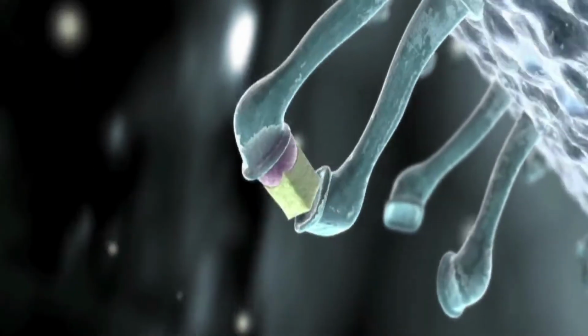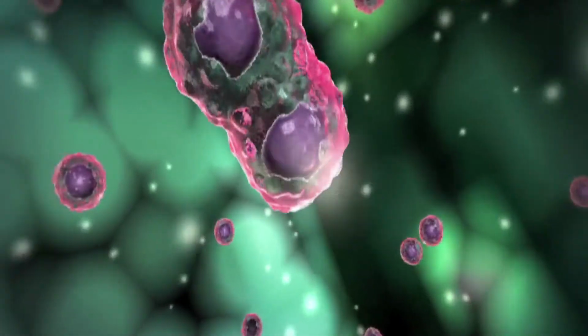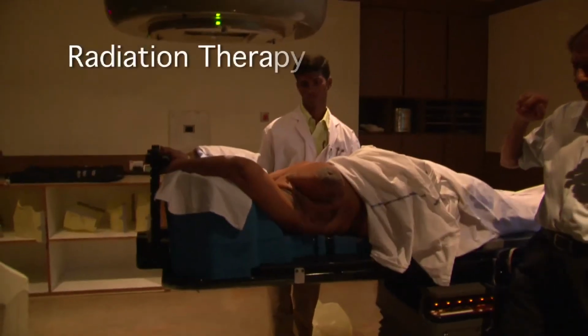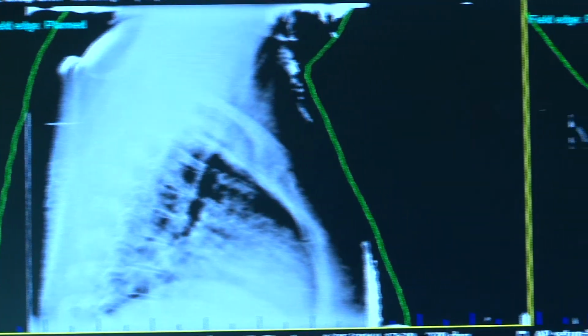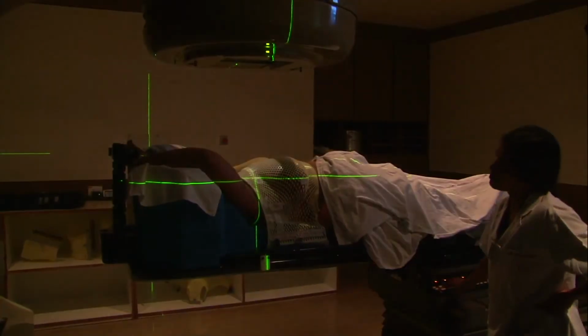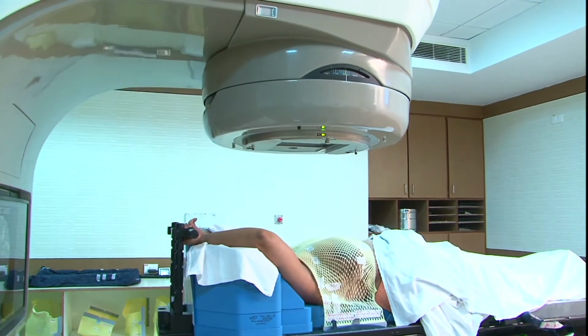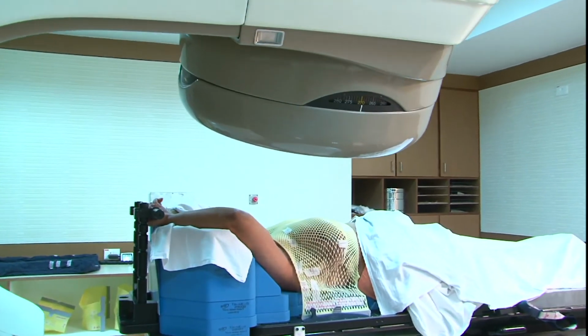These drugs enter the bloodstream and reach all areas of the body, making this treatment potentially useful for cancer that has spread. Radiation therapy uses high-energy particles or waves, such as X-rays or gamma rays, to destroy or damage cancer cells and may be recommended for the treatment of some types of breast cancer.